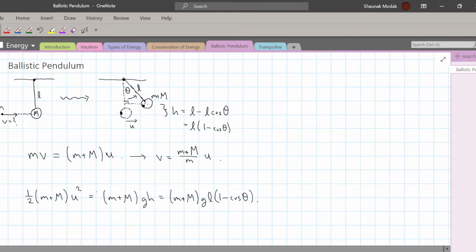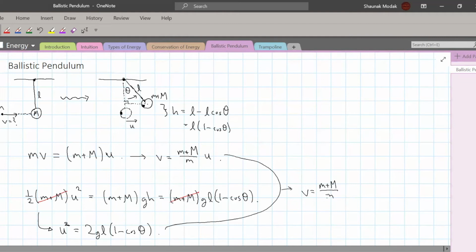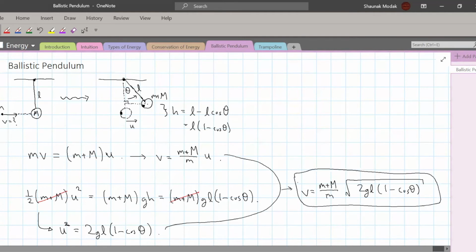So we're getting there. Now we can cancel these factors of total mass from both sides of the equation. Rearranging slightly, that leaves us with u squared equals 2gL times 1 minus cosine theta. Now we're basically done. We can combine these two expressions and we'll see that v is (m plus M) over little m times u, and u was the square root of 2gL times 1 minus cosine theta. With that, we're done. Given the mass of the projectile and the configuration of our pendulum, capital M and cursive L, we can determine the velocity of the projectile that was launched at it.